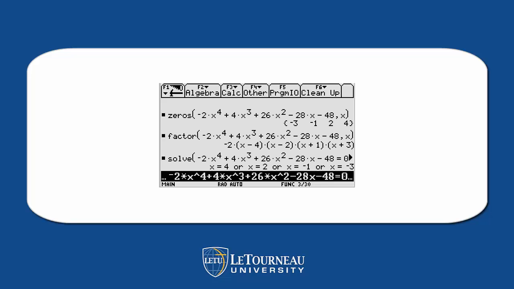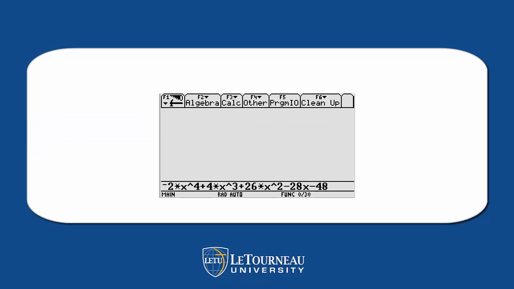Right now, if you'll remember, 4, 2, minus 1, and minus 3, those were the zeros that we got also. So again, the solutions, the factors, and the zeros are all the same. The x-intercepts are ordered pairs. All right, now let's plot this and see what it looks like.